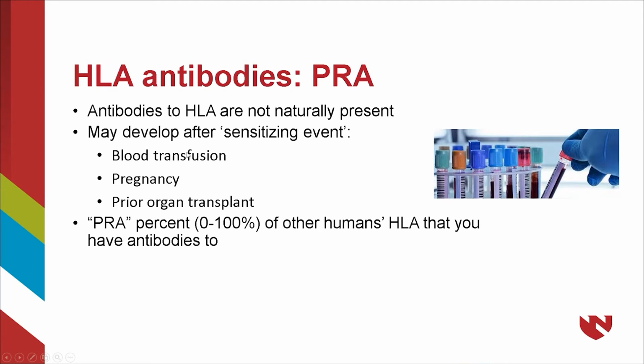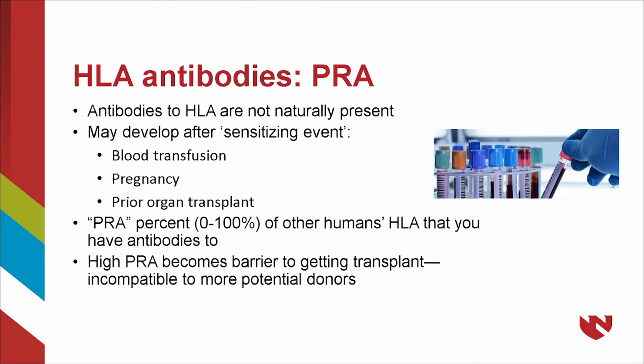PRA is an abbreviation that transplant teams use to talk about this sensitization. It stands for panel reactive antibody. But basically, it is a percent number between 0 and 100 of other humans' HLA that you have antibodies to. A high PRA, closer to 100%, becomes a significant barrier to getting a kidney transplant because it means that you are incompatible to more potential donors.